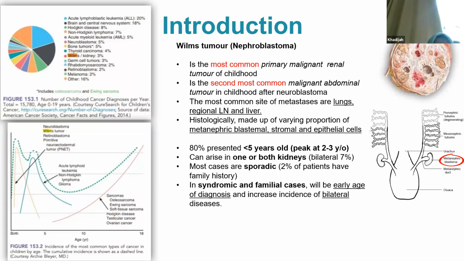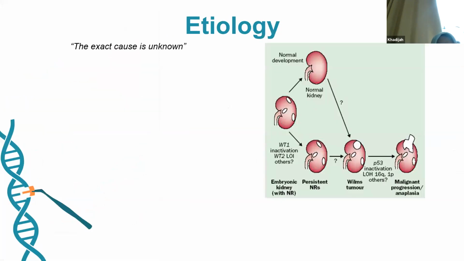And most cases are sporadic. However, some will have a family history of nephroblastoma. And in syndromic or familial cases, there will be an early age of diagnosis and a high incidence of bilateral kidney disease. Next slide. Okay, for etiology, basically in Wilms tumor, the exact cause is unknown.